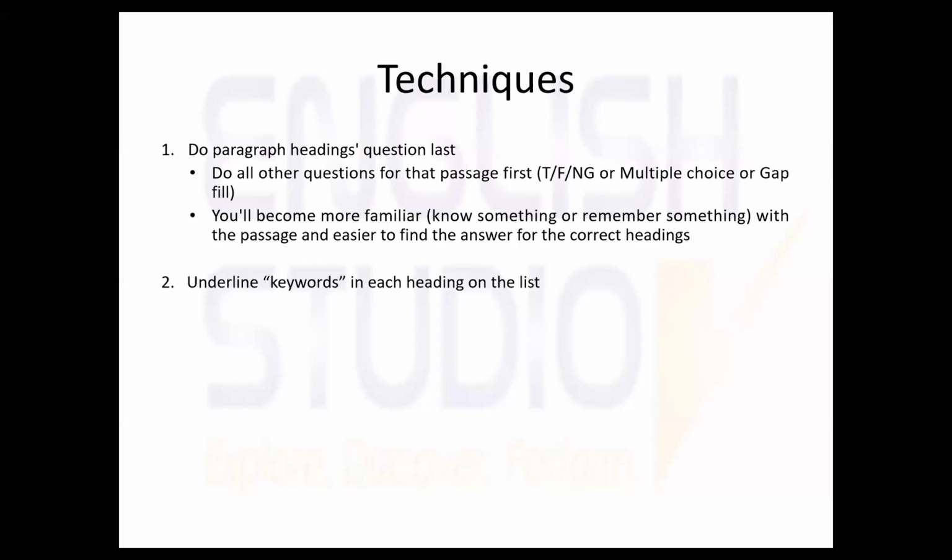And then the second technique is you have to underline keywords in each heading on the list. This is to make it easy for you to find a word that could be the corresponding synonym in the paragraph. If you already underline the keywords in the headings first, it can make you easily find the corresponding synonym in the paragraph, and it's more likely you could find the best choice for the answer.